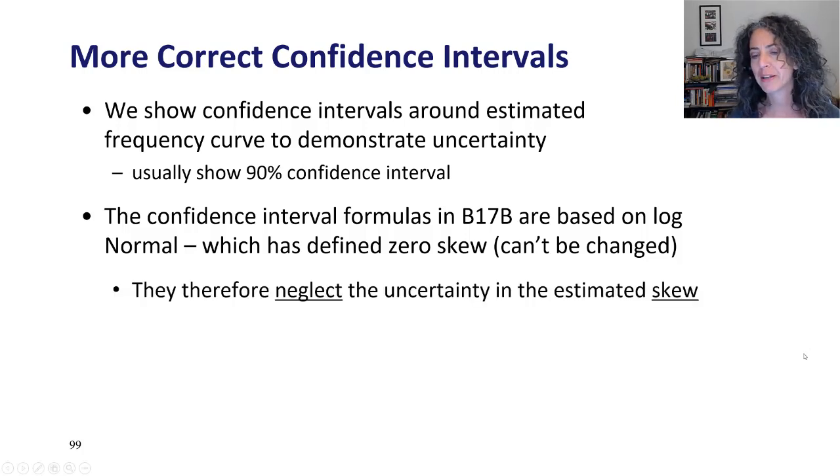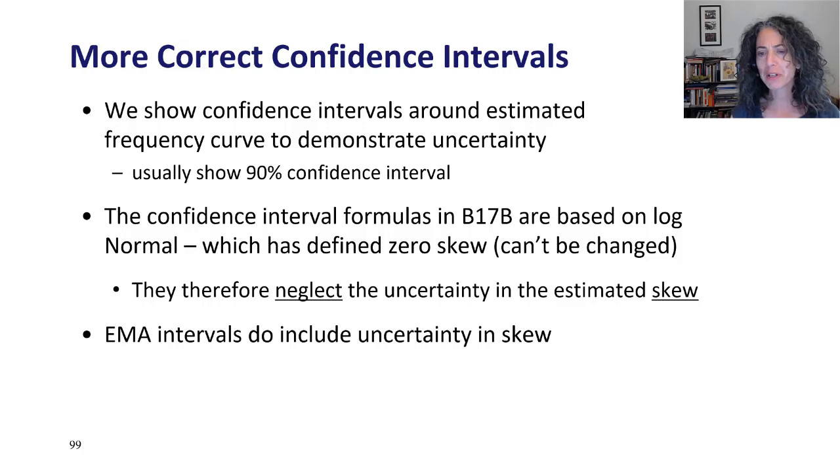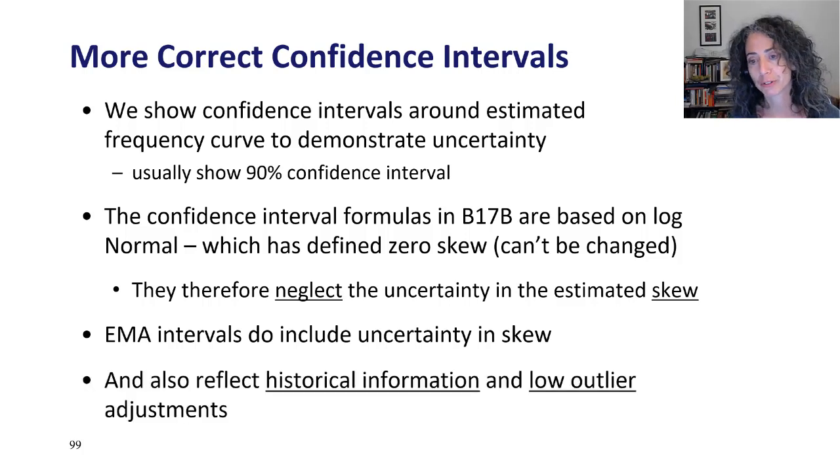So what happens then is that those confidence intervals are going to neglect the uncertainty in skew coefficient. And as we've said, the uncertainty in skew is pretty large. Right, the expected moments algorithm confidence intervals do include uncertainty in skew, right? So they are going to be a little bit wider.